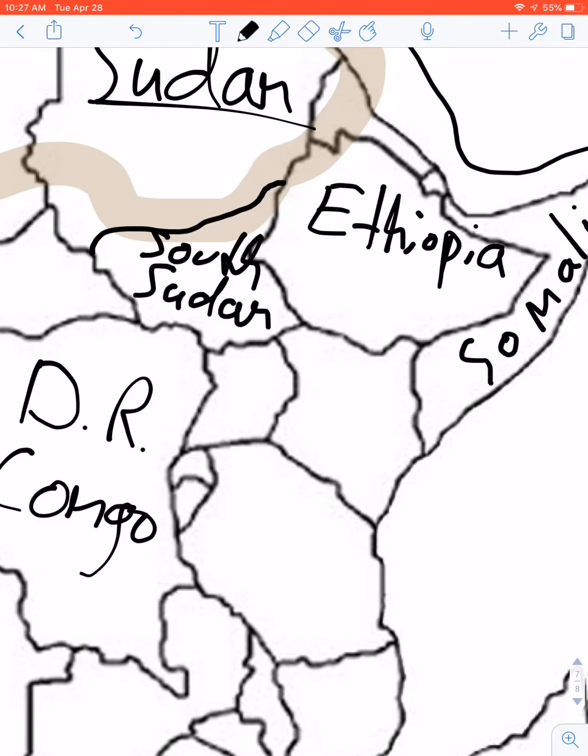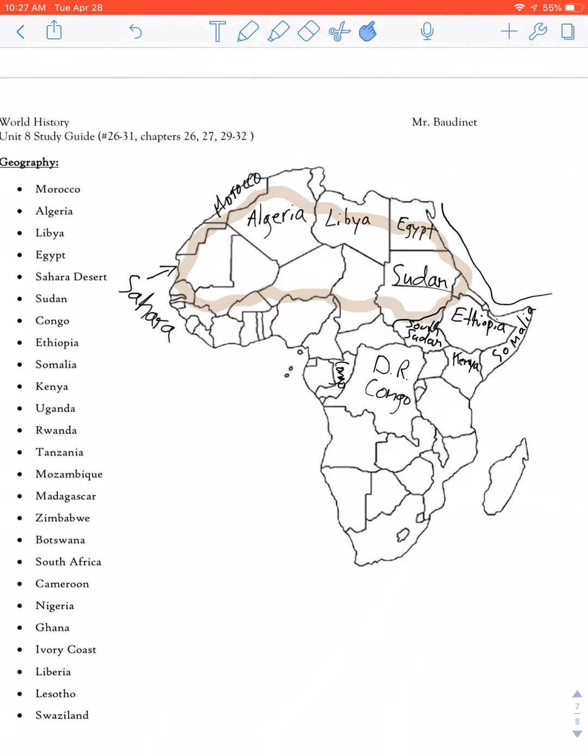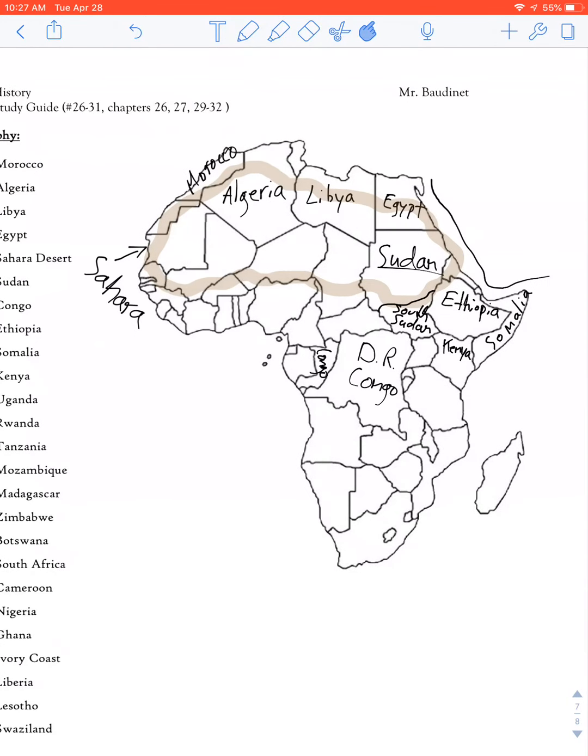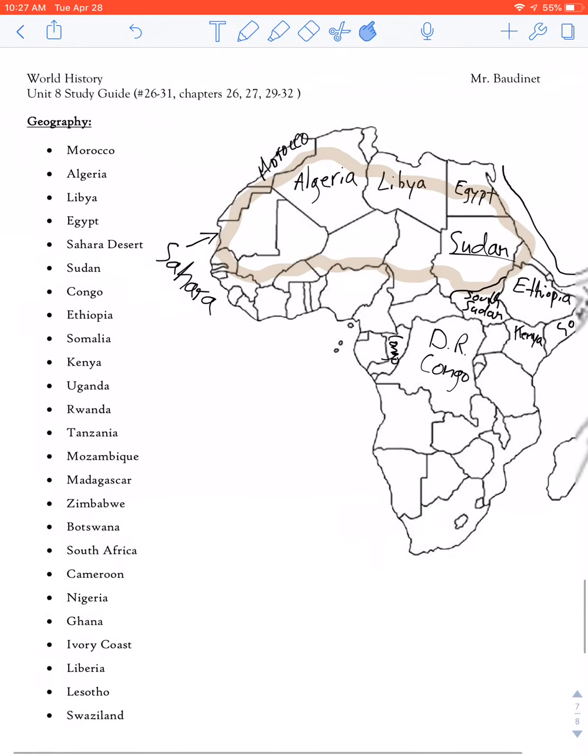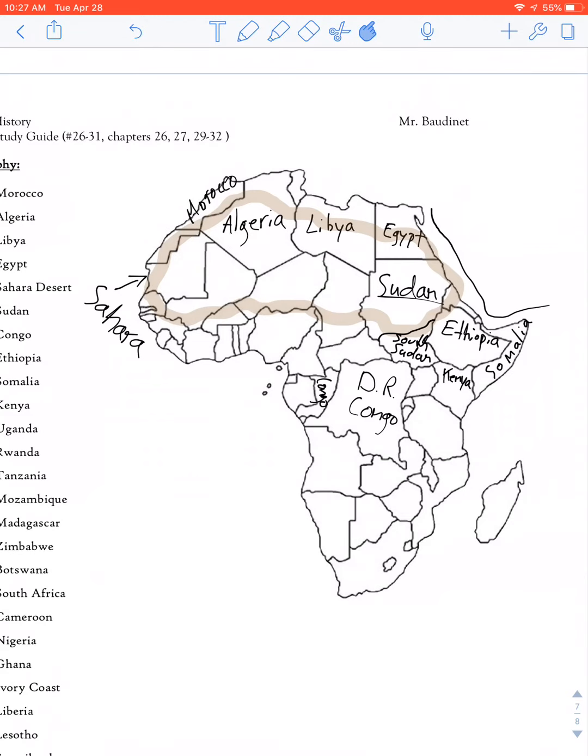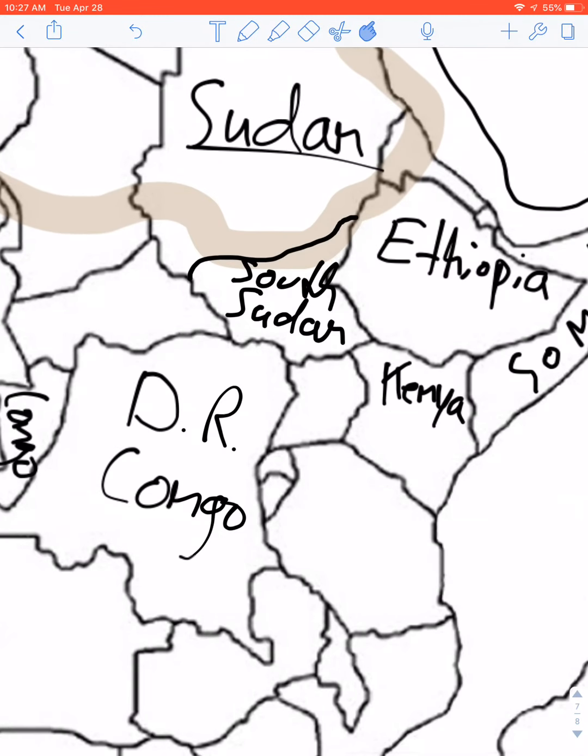Then we have Kenya right here. Kenya. Uganda. Africa is a big continent, but it tends to have some smaller countries that are really small and hidden in there, so you gotta be really good at finding them. Uganda is one of those first ones, right in there. Uganda, right there between the DR and Kenya.